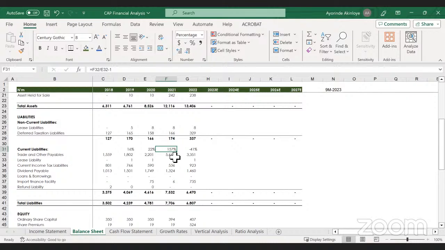One of the likely reasons is that in 2021 there was not enough FX in the economy, so a lot of companies that import raw materials were having to owe their suppliers, right? They had naira on their balance sheets, but they could not convert the naira to dollars to settle their dollar or foreign obligations outside the country. So their trade and other payables kept rising. That is likely an explanation, because CAP is a manufacturing company.